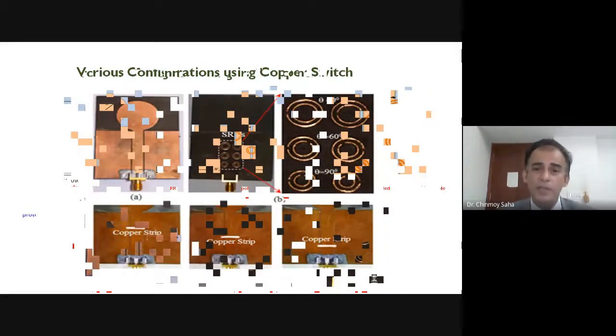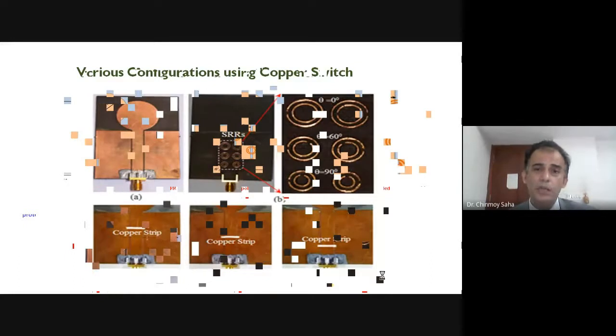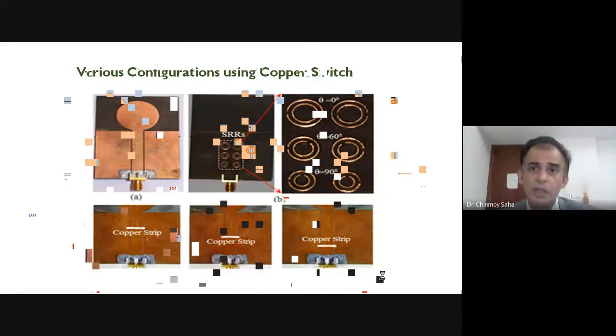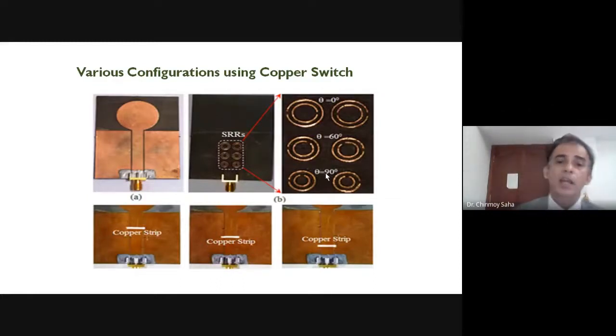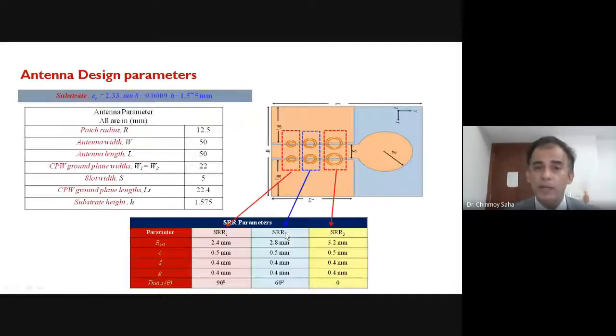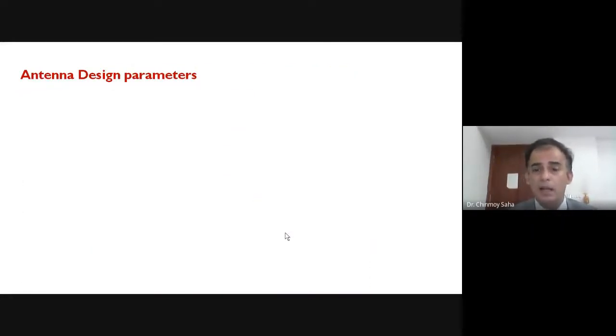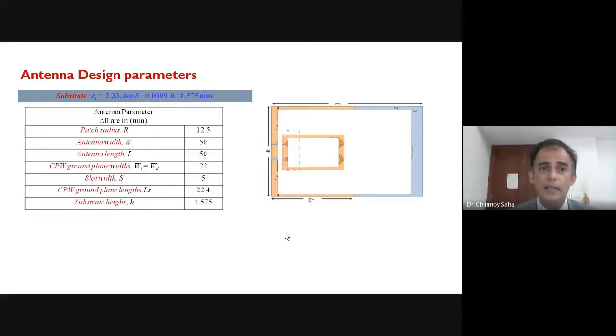As you can see, for the leftmost one, you have the switches at the topmost region, just on the other side of the theta 0 degree SRR. For the intermediate one, you have the switches in the middle region where you have the theta 60 degree SRR on the other side, and the last pair corresponds to the theta 90 degree. With these three configurations, as you can see the position of the copper strip and the width as well, you can actually actuate those narrowband resonances and thereby the antenna parameters. So this is basically the antenna size.